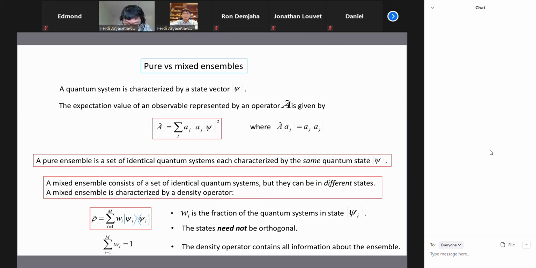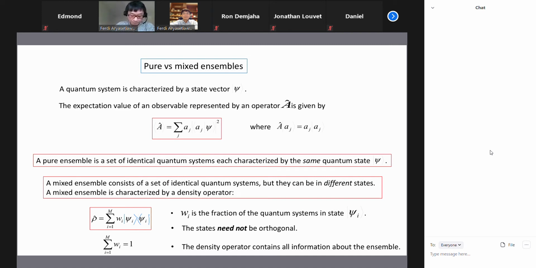Let me repeat a little bit, just mention the main points of these. So a mixed ensemble just means that we have a set of quantum systems, identical quantum systems, but they can be in different states. So some fraction of the systems in a certain state and another fraction in another different state, and so on.